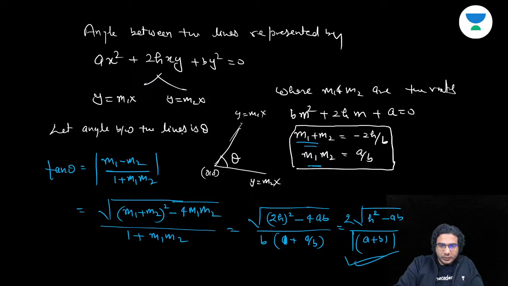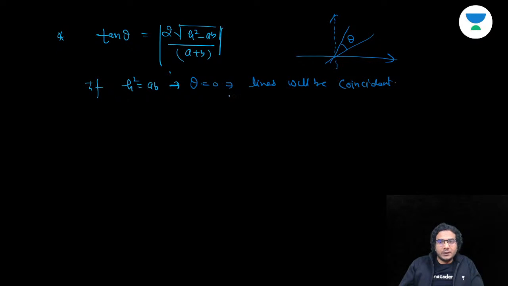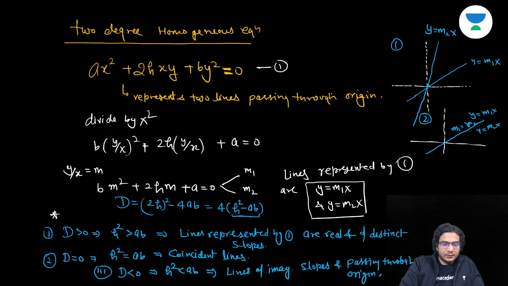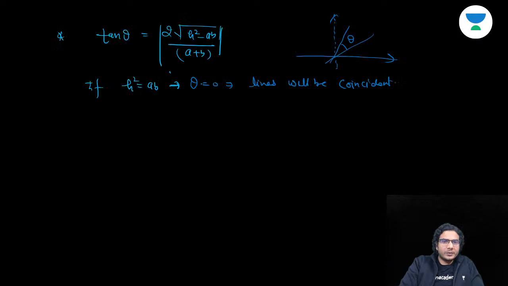In the previous diagram you took it. This was not the x-axis. The x-axis is like this. This is the x-axis and this is the y-axis. Got it now? Lines will be coincident. We already got this condition earlier also. We got the condition h square equal to ab here also by putting the discriminant equal to 0. And we are getting the same condition here because h square minus ab is a part of the discriminant and it is also in this formula.